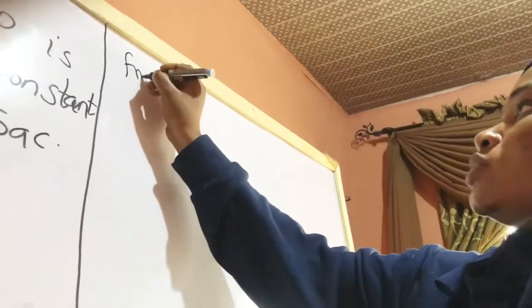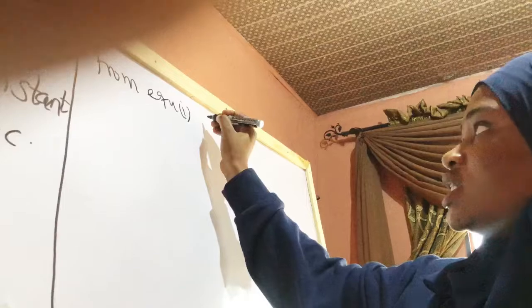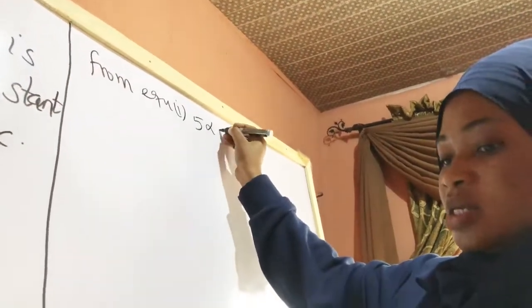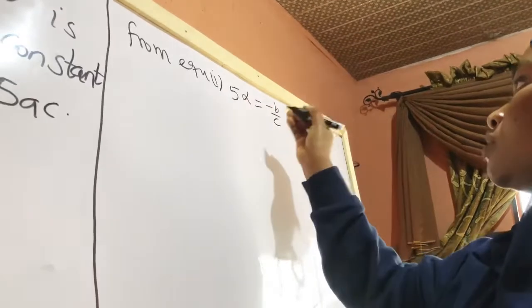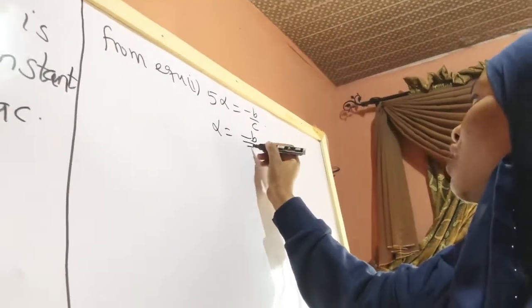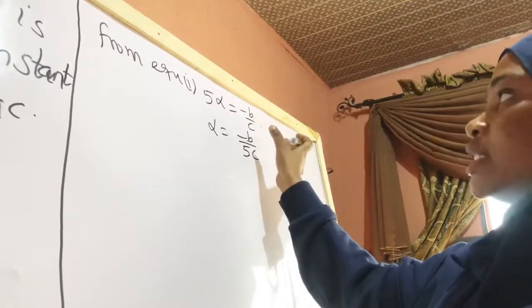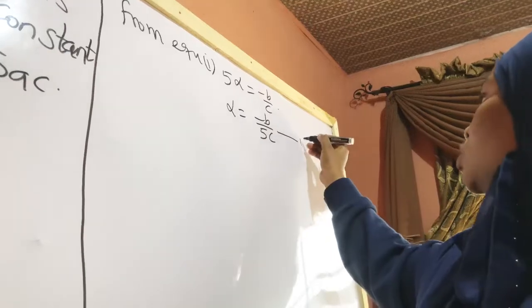From equation 1, which is 5 alpha is equal to minus b over c, we want to make alpha the subject of the formula. Alpha is equal to minus b over 5c. That is, we divide both sides by 5. So let's call this one equation 4.